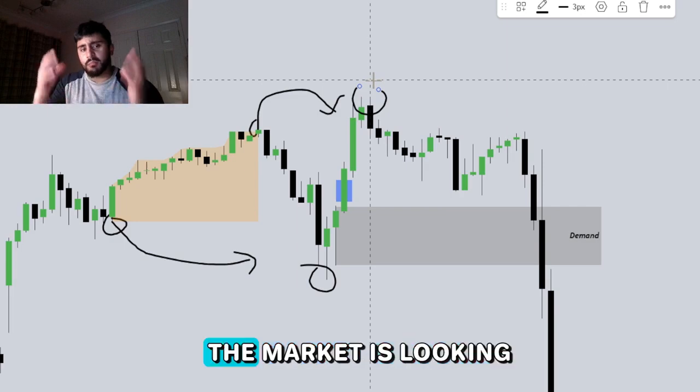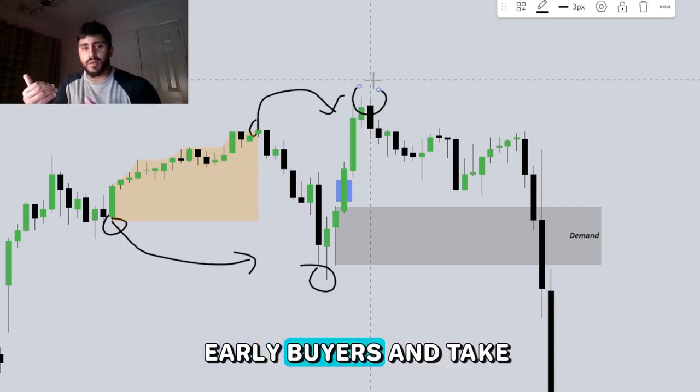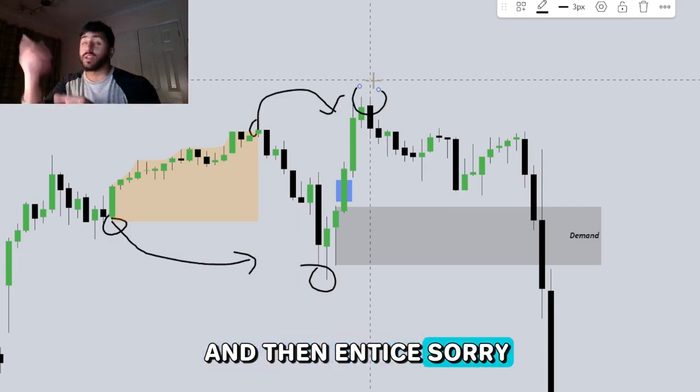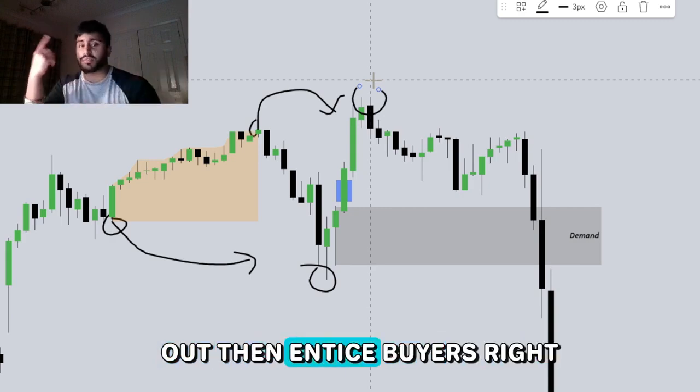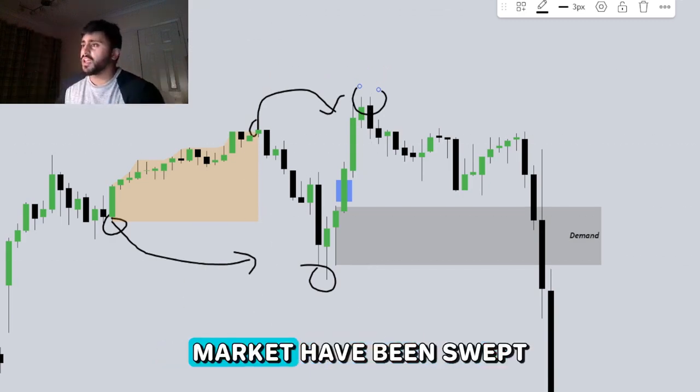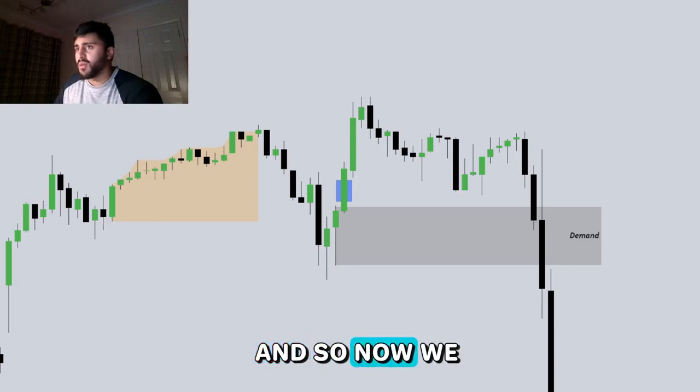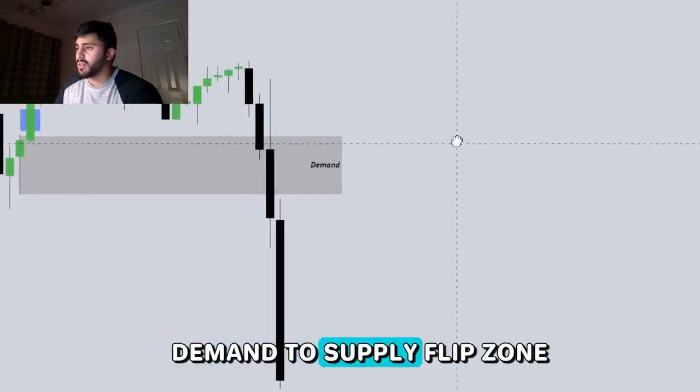It simply means that the market is looking to entice early buyers and take them out, and then early sellers, take them out, then entice buyers. Both sides of the market have been swept like this. And so now we have what we call a demand to supply flip zone.